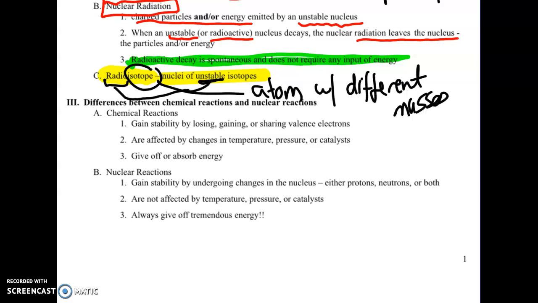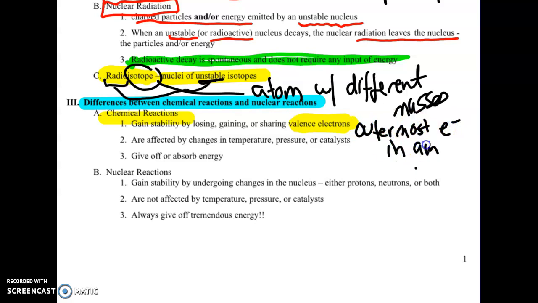Let's go on to section 3. Differences between chemical reactions and nuclear reactions. So we're going to focus mostly on chemical reactions this year. And all these chemical reactions are all about valence electrons. If you don't remember from 8th or 9th grade, valence electrons are the outermost electrons in an atom. So all we're doing is shuffling those around, moving them, gaining them, sharing them. Chemical reactions can be affected by changes in temperature, changes in pressure, or catalysts, and they also can give off or absorb energy.